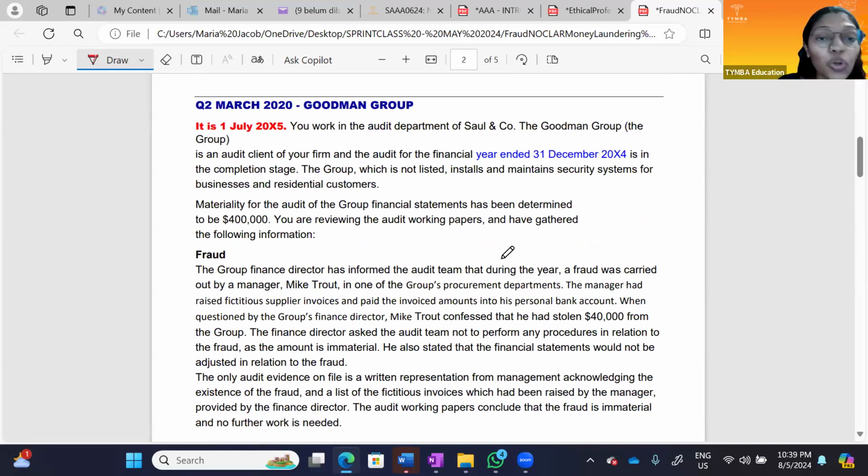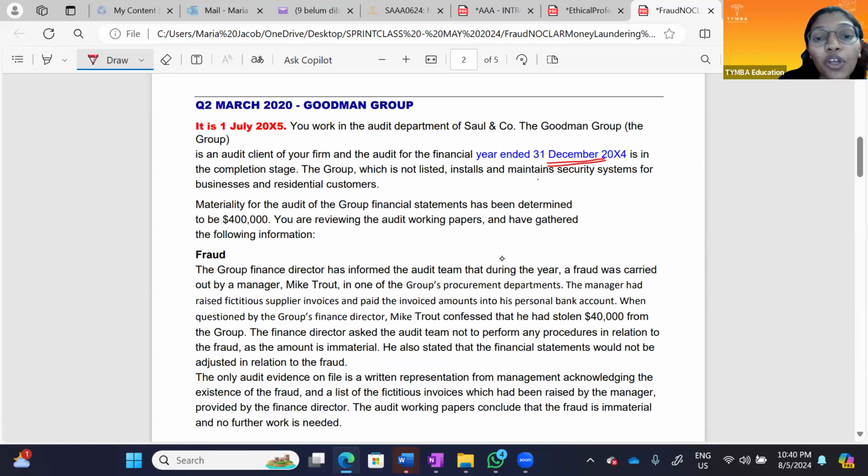Okay, so it is 1st July 20x5. You work in an audit department of Shaul and Co. So the Goodman Group is an audit client of your firm, and the audit for the financial year ended 31st December 20x4 is in the completion stage. Okay, so the group, which is not listed, installs and maintains security systems for businesses and residential customers. So basically what is their service? They install the alarm systems and all those things for businesses and also residential customers.